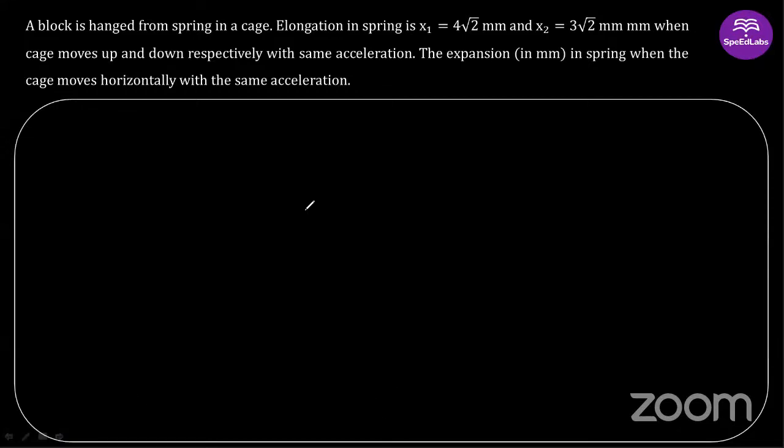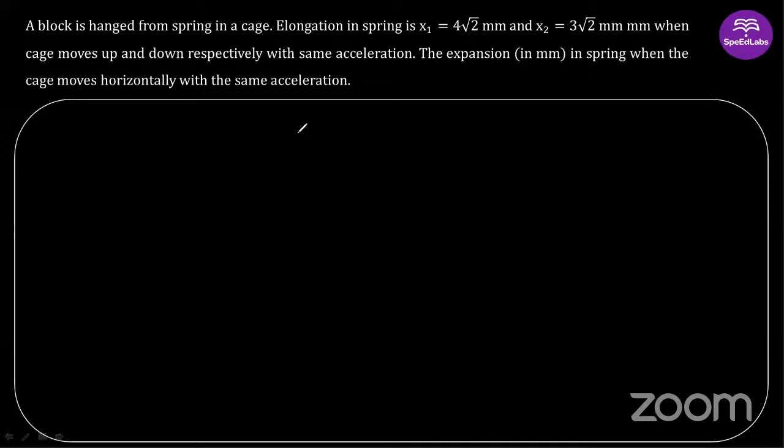A block is hanged from a spring in a cage. Elongation in the spring is x1, which is 4 root 2 mm, and x2, which is 3 root 2 mm, when the cage moves up and down respectively with the same acceleration. The expansion in mm in the spring when the cage moves horizontally with the same acceleration.